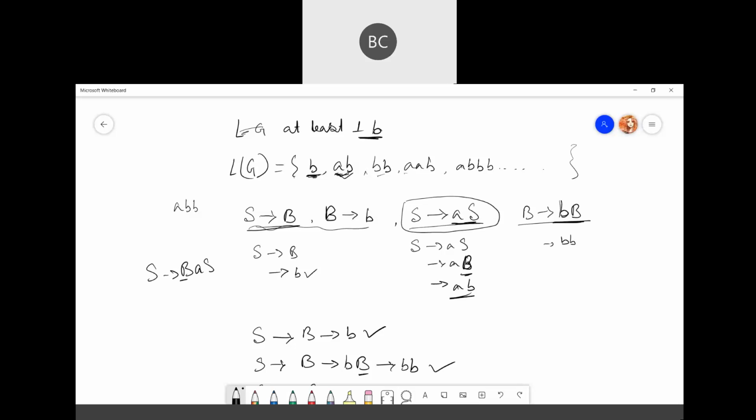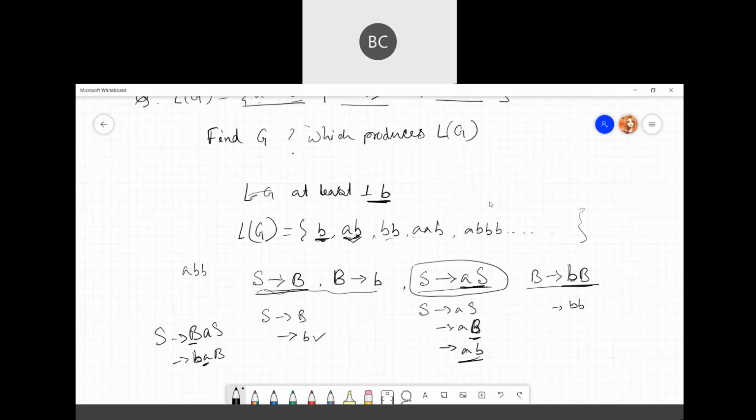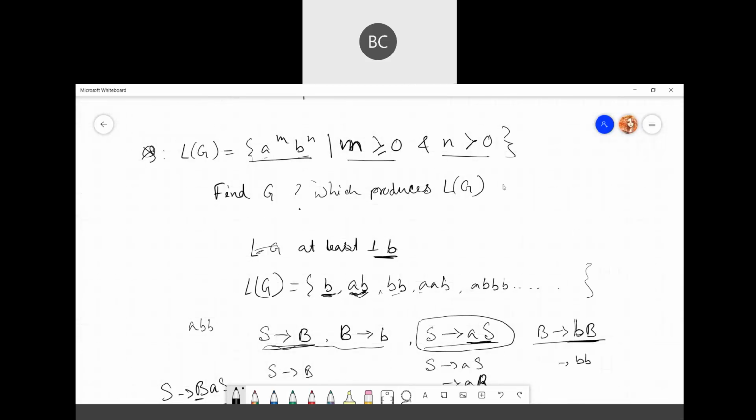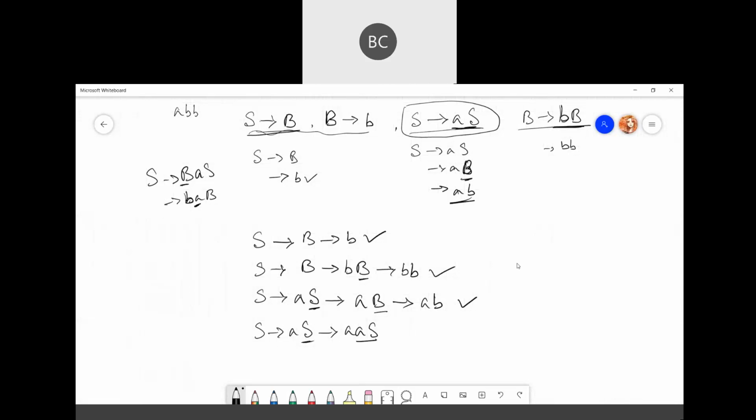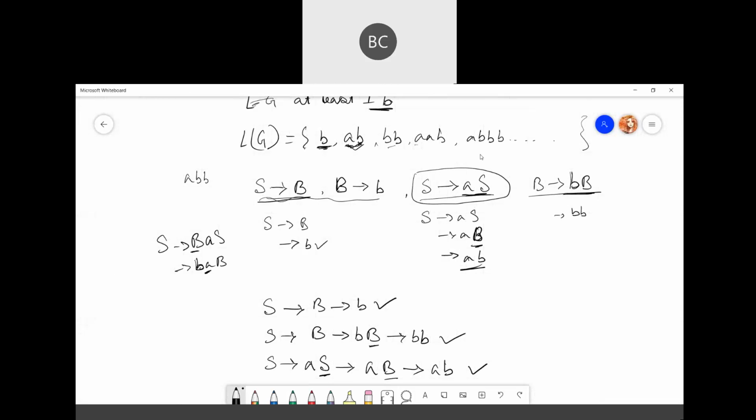Because from here, B will come first. If I use B, A from S, you can maybe again replace anything. B cannot come before A, right? B will always come after A. So you have to take care of these conditions, then you can think about the production. Most of the times, you just see what are the possible states. Then you can generate any production.